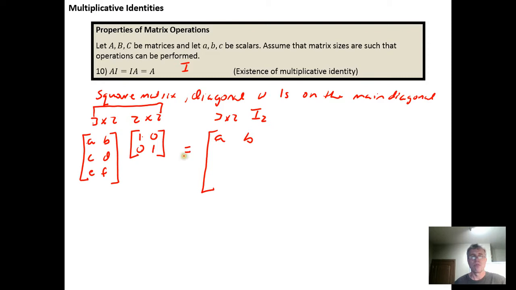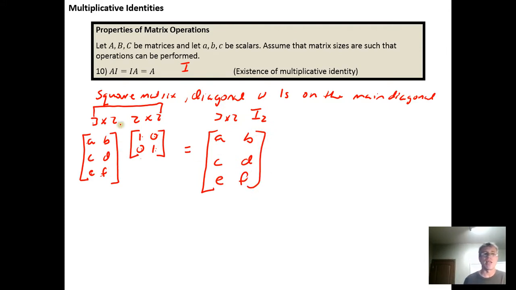And for this next spot, we get row 2, column 1. So the dot product of row 2 with column 1 would be C times 1 plus D times 0 is C. Row 2, column 2, C times 0 plus D times 1 is D. Now I'm in row 3, column 1, the dot product of the row vector with the column vector, it's E times 1 plus F times 0 is E. And E times 0 plus F times 1 is F.